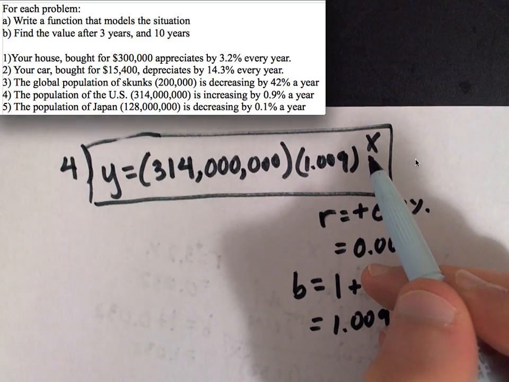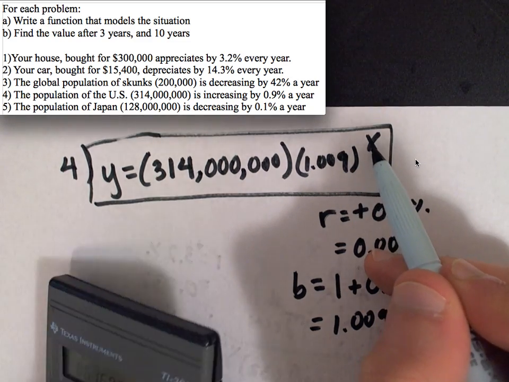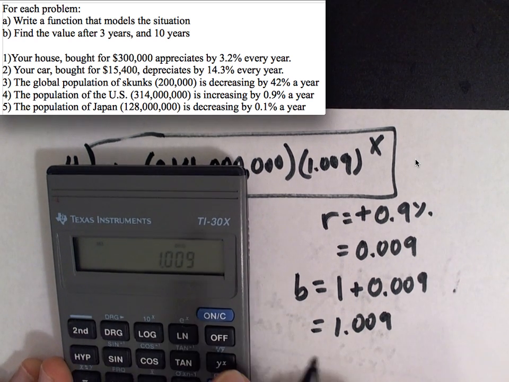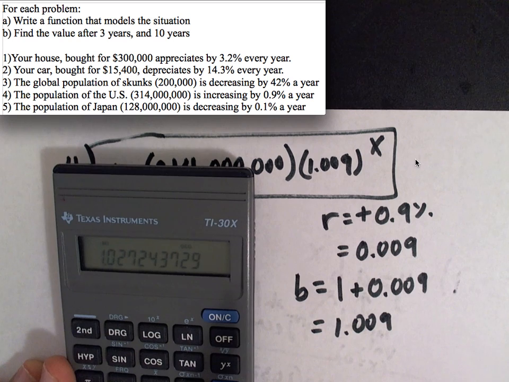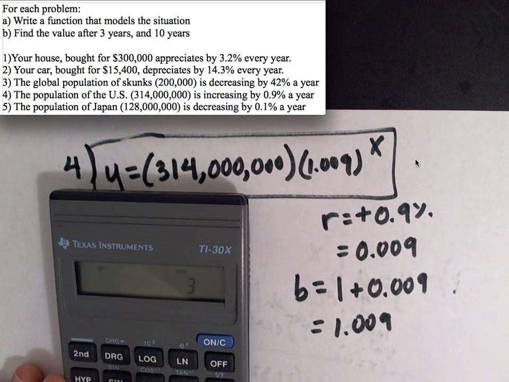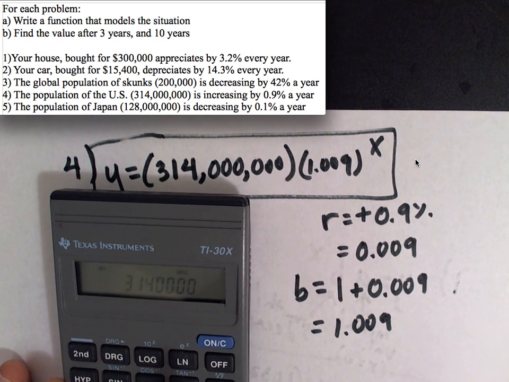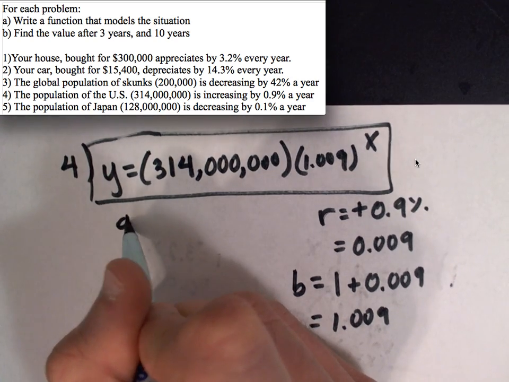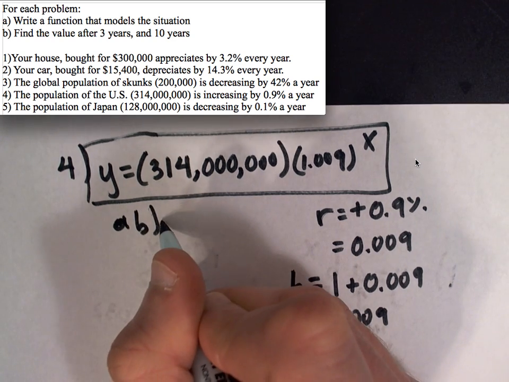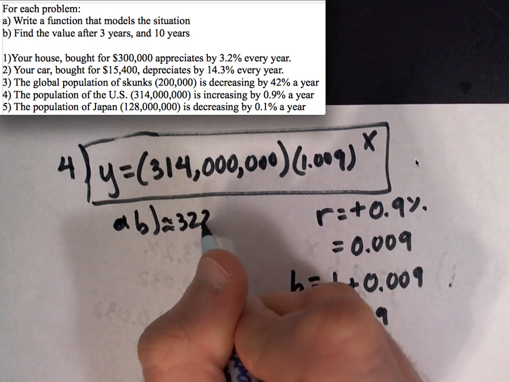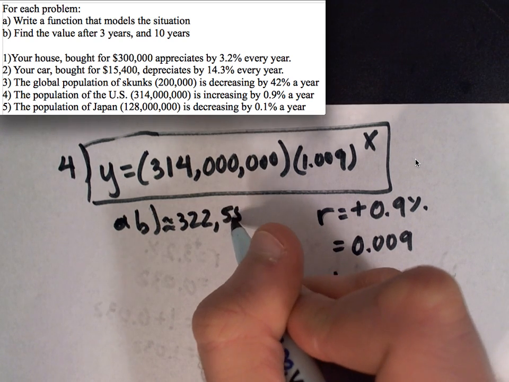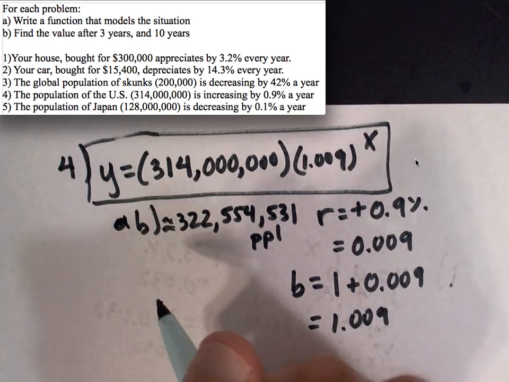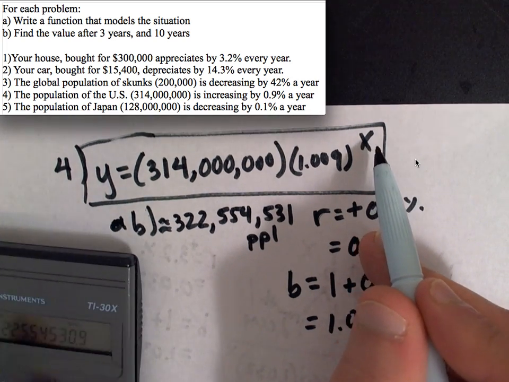population. Let's check 3 years from now. 1.009 to the third power, and then we'll multiply it by 314 million. All right, looks like 322 million. That's part B, I guess I called it. So approximately 322,554,531 people.